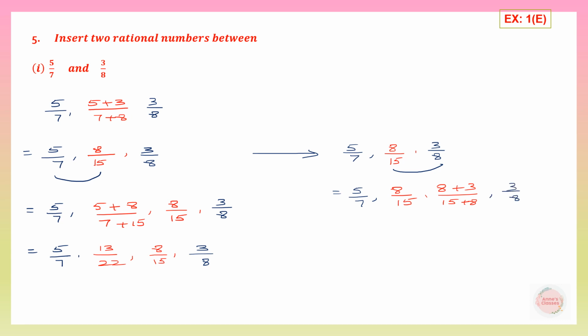So here what do we have? 5 by 7 and we have 8 by 15. 8 plus 3 is 11, 15 plus 8 is 23, and we have 3 by 8. So here we have one set of answers. 13 by 22 and 8 by 15 can be two rational numbers between these two rational numbers. Here we can also have 8 by 15 and 11 by 23 as rational numbers in between these two. So there are two ways of getting it, and I've shown you both ways.